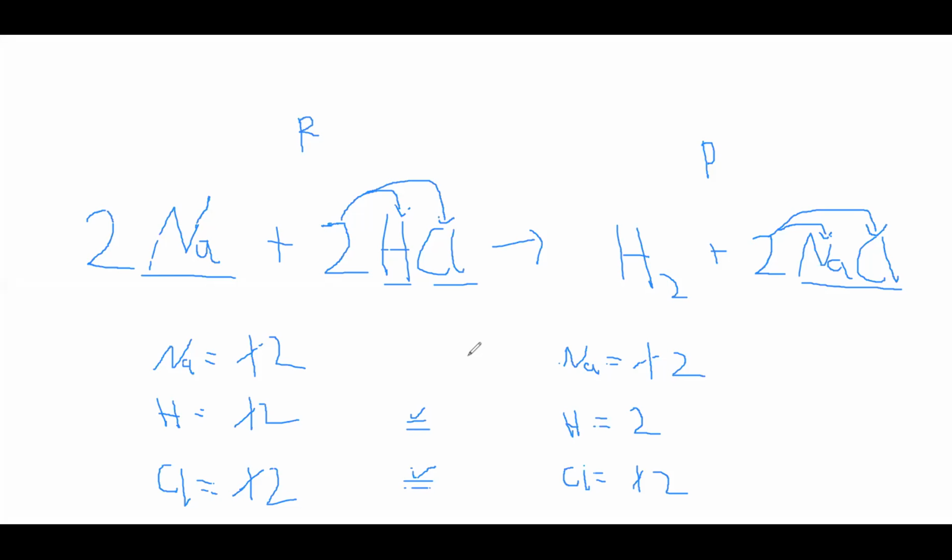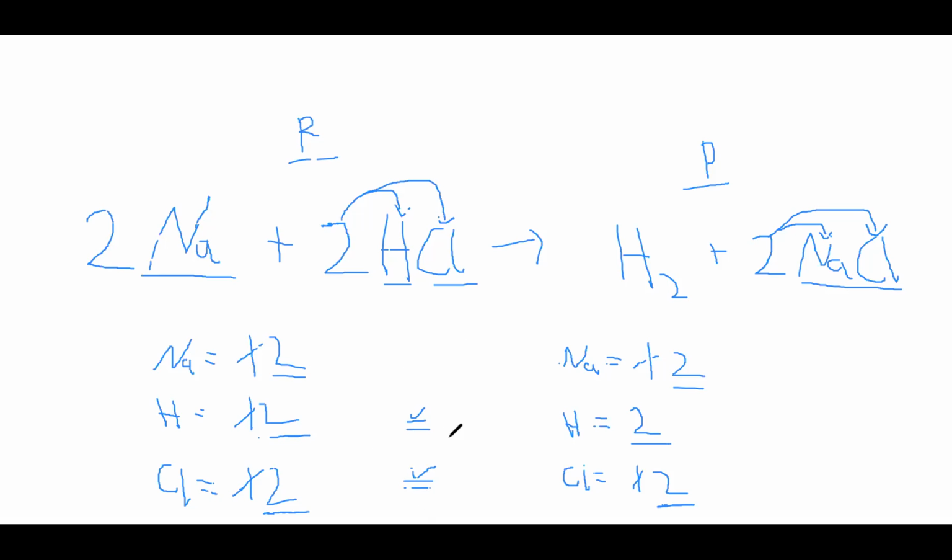Let's run through everything again, just to double check our accounting. On our reactant side, we have 2 Na's. We have 2 H's. And we have 2 Cl's. So it looks like we counted all those, right? On our product side, we have 2 H's, just like what we started with. We have 2 Na's, and we have 2 Cl's. So it looks like our counting was good on this side as well.